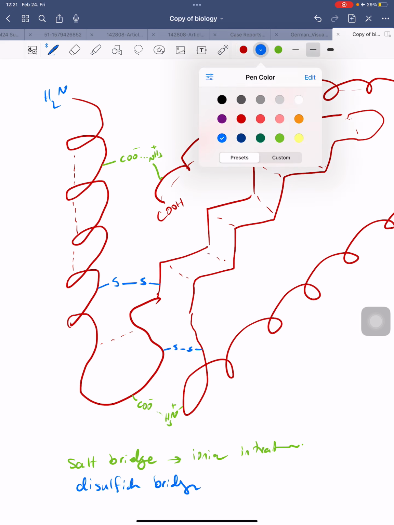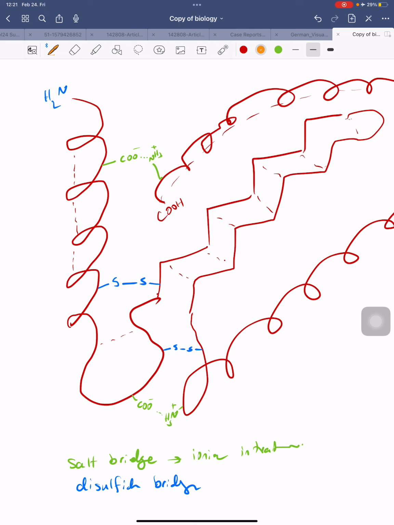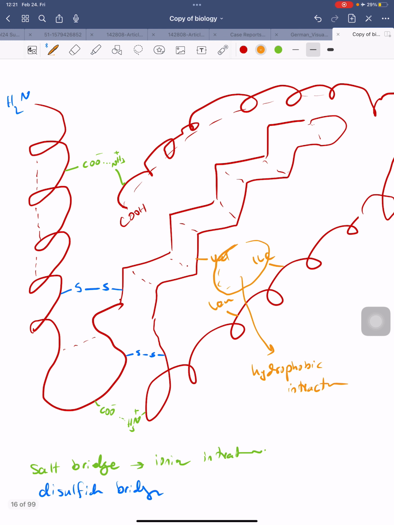Maybe we have also group interaction between, for example, I have here valine, here I have a leucine, here I have an isoleucine. Okay, between them there is a hydrophobic interaction, or we can say van der Waals, or nonpolar interaction.